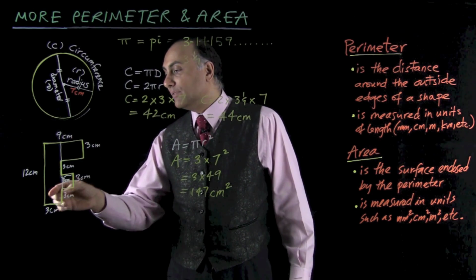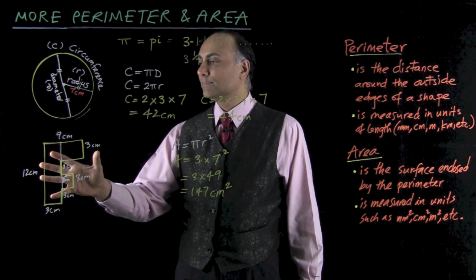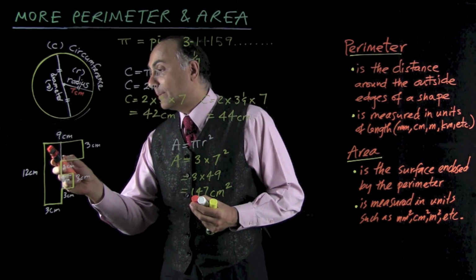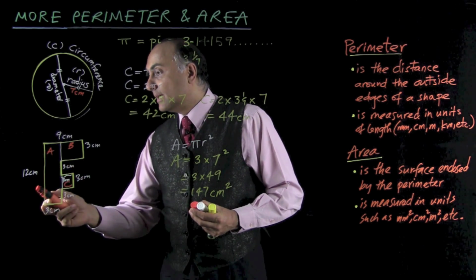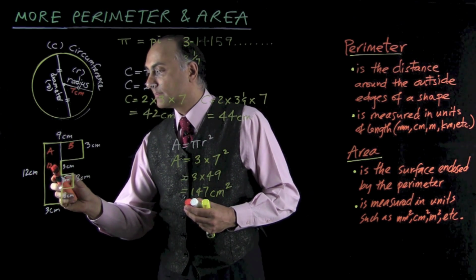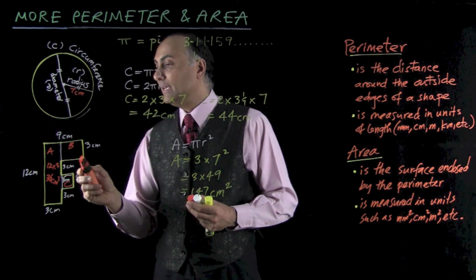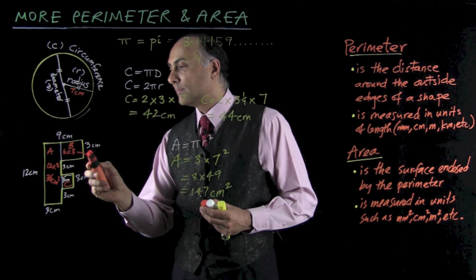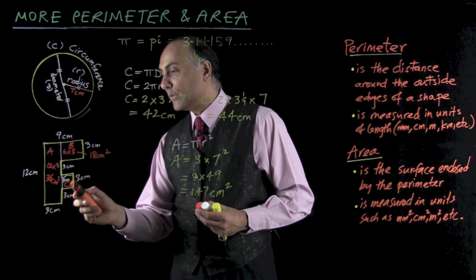And by doing that, I've divided it into 1, 2, 3 rectangles. And all I need to do now is work out the area of each one. I can call them A, B, and C. A is 12 by 3 centimeters, 36 centimeters squared. B is 6 by 3, 18 centimeters squared. And C is a square, 3 by 3.